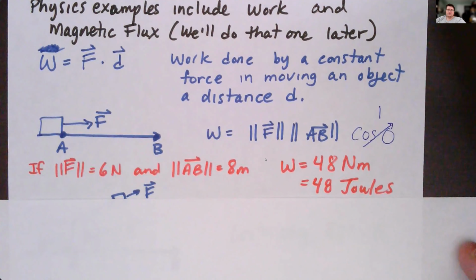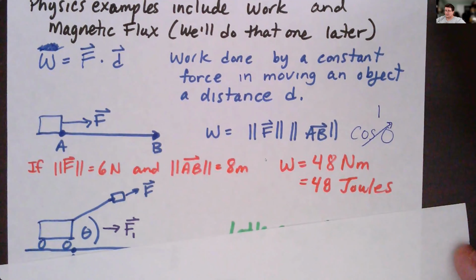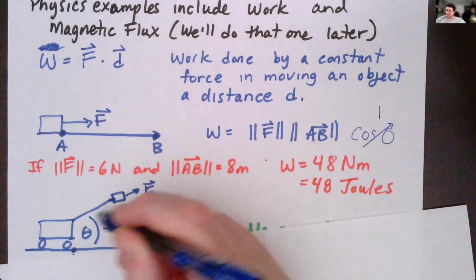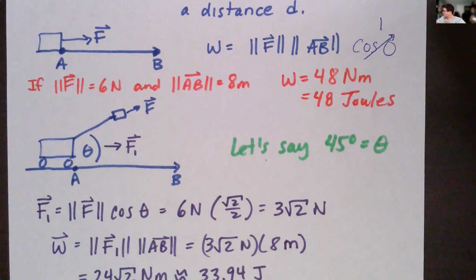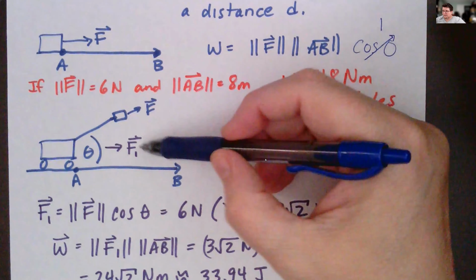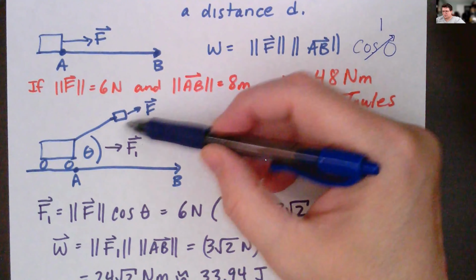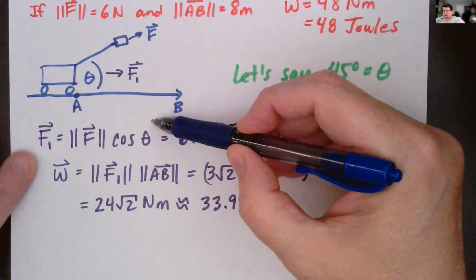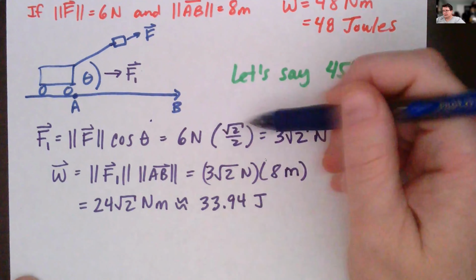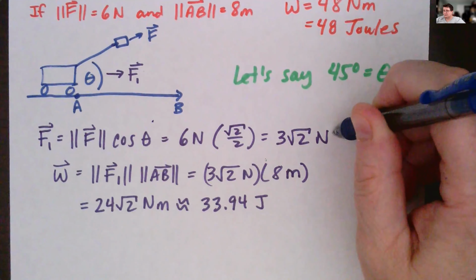Okay. So what if it's on a wagon? We're pulling it along a wagon. And the wagon handle makes an angle theta with the ground. F is up at the angle. Well, for this picture, we'll do 45 degrees. We can figure out F1 by doing our norm times cosine theta, which is 6 newtons times root 2 over 2, cosine of 45 degrees. So we get 3 root 2 newtons.